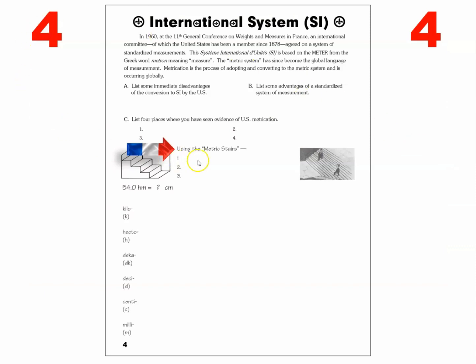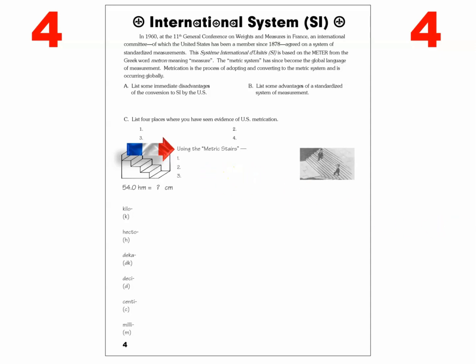Continuing on our work here, using the metric stairs after our discussion of the benefits and immediate disadvantage of everything turning to the metric system within the US. We're going to show you some of the benefits of the ease of going from one unit to another, and knowing by the name of something within the metric system whether it is large or small in the measurement sizes that we're reporting things in.